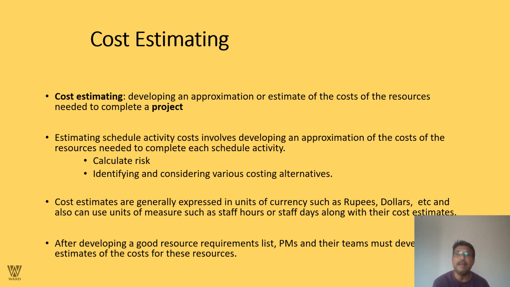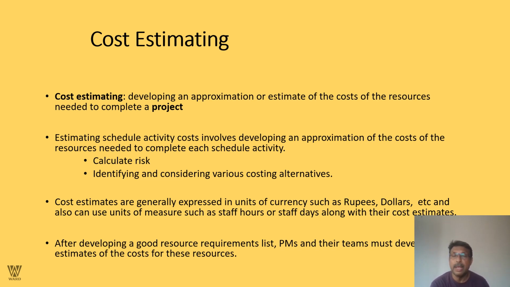So cost estimating is developing an approximation or an estimate of the cost of resources needed to complete a project. Estimating schedule activity cost involves developing an approximation of the cost of the resources needed to complete each schedule activity. We need to calculate risk. We need to identify and consider various costing alternatives. Cost estimates are generally expressed in units of currency, such as rupees, dollars, dirhams, euros, you name it and we have it. We can also measure them in units such as staff hours and staff days, along with their cost estimate.